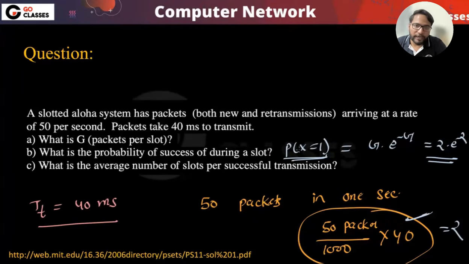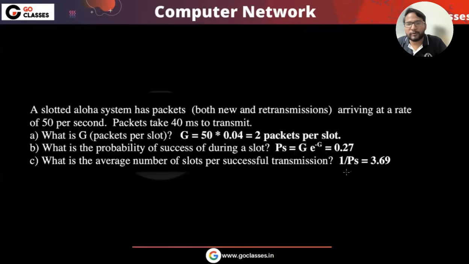This will be 1 upon P, right? We have seen this in the last class also. If the probability of success is P, then 1 upon P is the expected number of trials you need to get a success. So 1 upon P will be the expected number of slots to get one transmission.